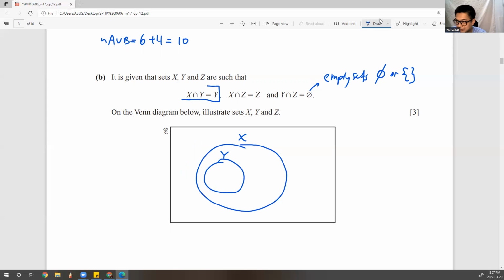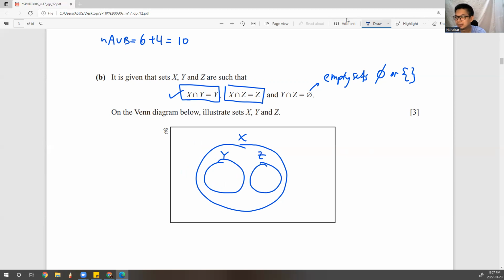So this is done, right? Done. X intersect Z is Z also. So Z is inside X as well, right? Z is inside X. So it can be here, it can be like this, so many possibilities. It can be like this also. But we have to look at the third condition. The third condition said that Y intersect Z is nothing. So Y and Z are exclusive. Exclusive of each other means they have no connection at all. So there you go.